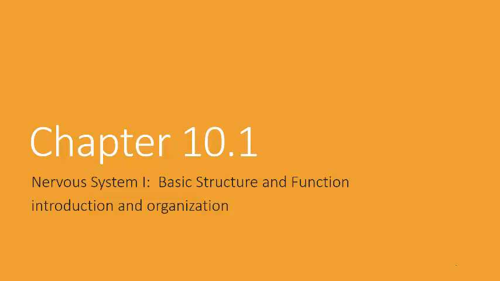Okay, so we're ready to talk now about the nervous system. So we're in Chapter 10 with the first of 3 chapters where we look at components of the nervous system. In this chapter, we'll be looking at basic neuron structure, how neurons function, and then the organization of the nervous system.